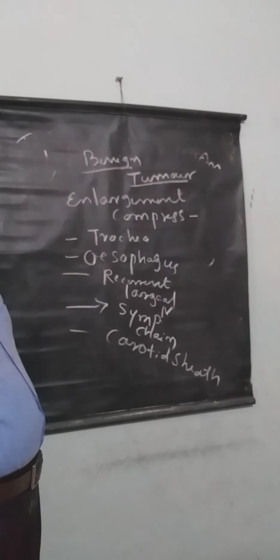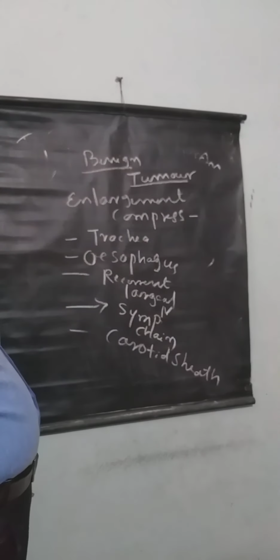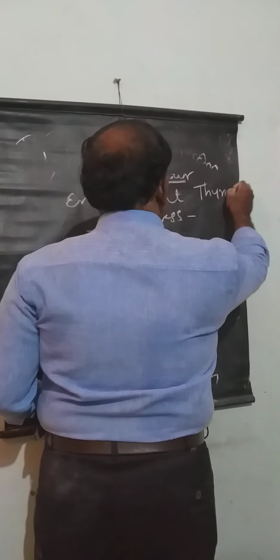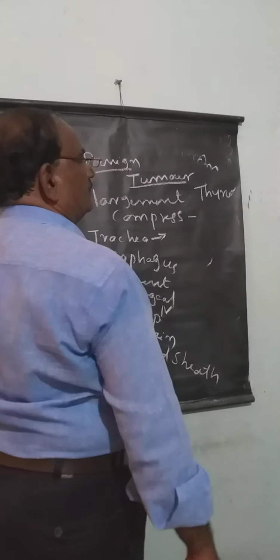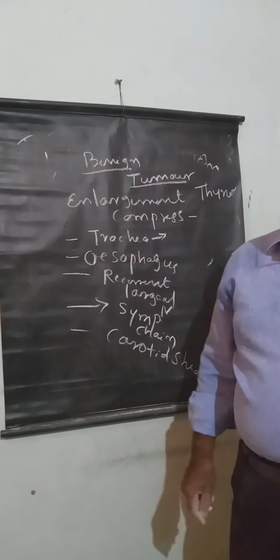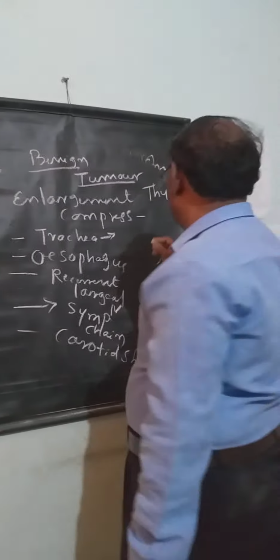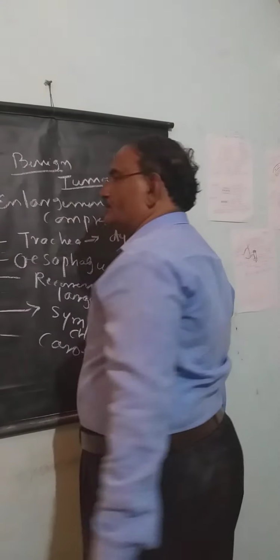These are the structures which are closely related to the thyroid. When there is an enlargement of the thyroid, it will compress these structures. If the trachea is compressed, it leads to shortness of breathing, that is called dyspnea. Dyspnea is the shortness of breathing.